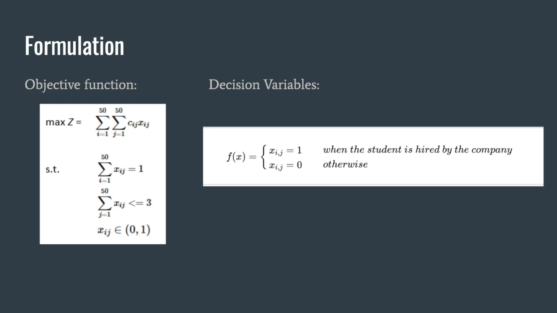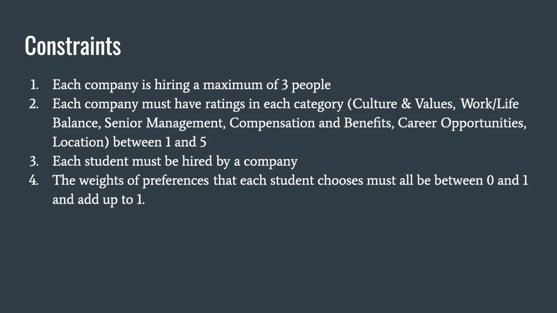Now for the formulation of our problem, our objective function is trying to maximize a compatibility score, which we've created by multiplying 50 students and 50 companies data together. For our decision variables, we have a matrix of ones and zeros, where 1 signifies if a student is hired by a company and 0 otherwise. For our constraints, we have each company hiring a maximum of 3 people.